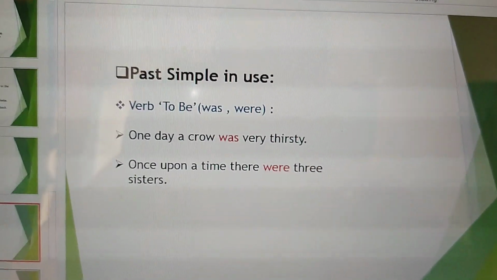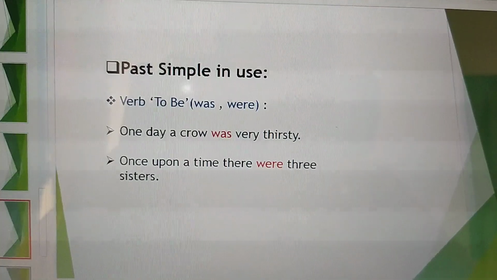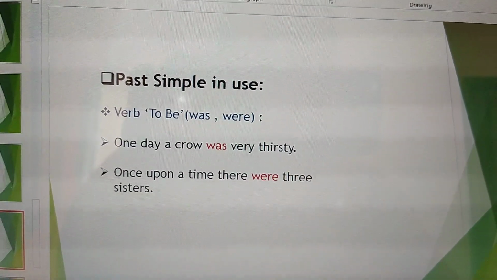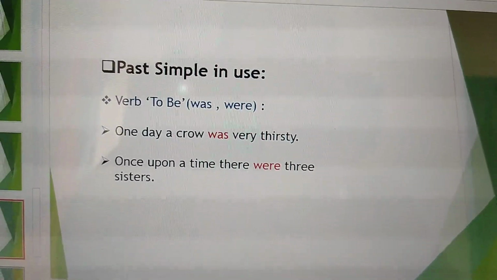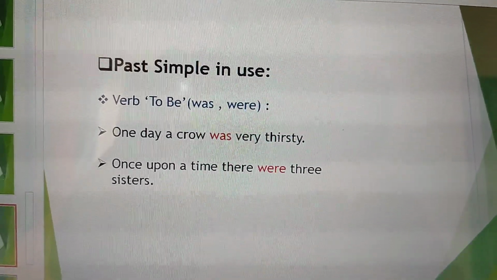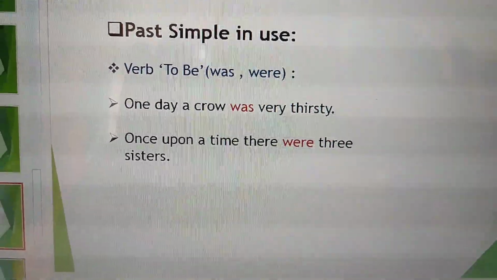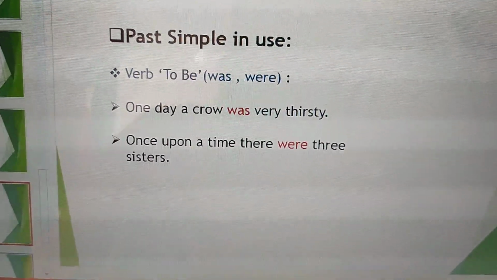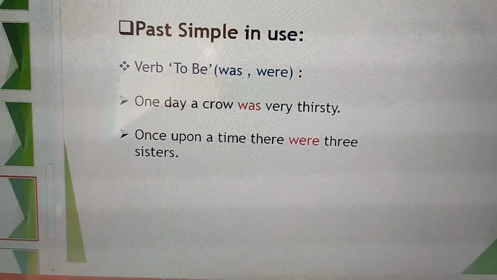Now, we use past simple tense as verb to be, was and were. Let us look at the examples here. One day, a crow was very thirsty. Once upon a time, there were 3 sisters.